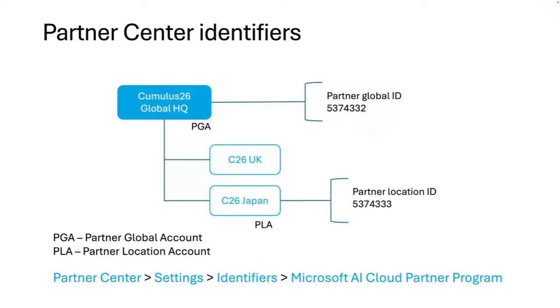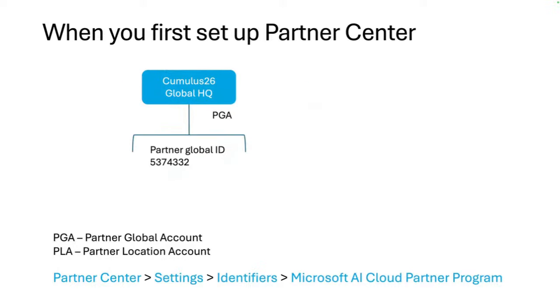You go to Partner Center, and at the top right, you'll find the settings icon. Once clicking that, we can go to the identifiers menu item in the left-hand menu, and then there's a set of tabs from which we will select Microsoft AI Cloud Partner Program. And when we do that, we will see our PGA and PLA accounts and their associated ID numbers.